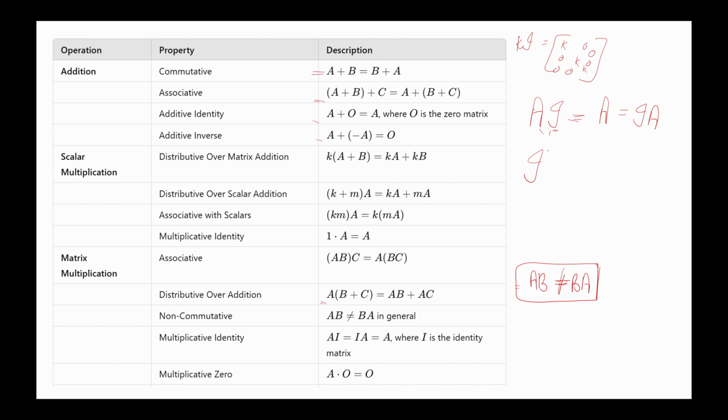Now let's say if I have I to the power n, this would always be I. So you must remember this thing as well about identity matrix. If I have an identity matrix and I'm constantly multiplying it with itself, I would still get an identity matrix. Multiplicative 0: if A is multiplied by a 0 matrix, we get the 0 null matrix only as our answer.